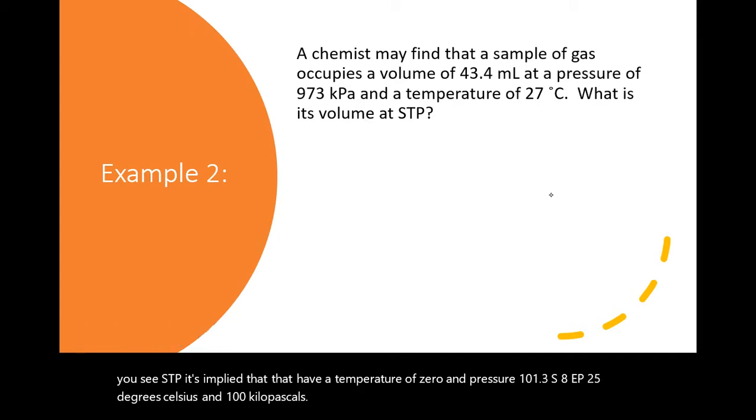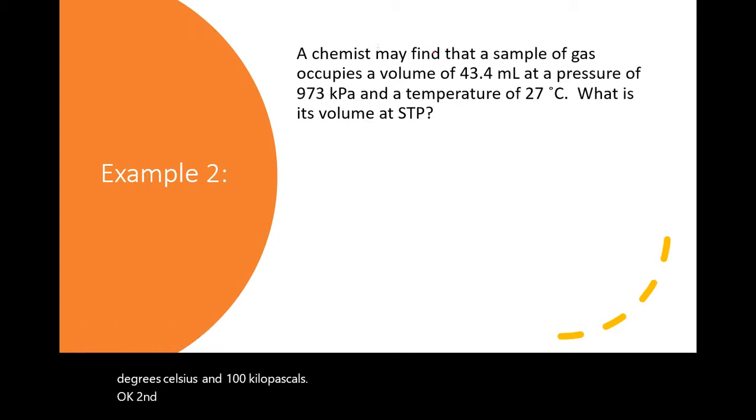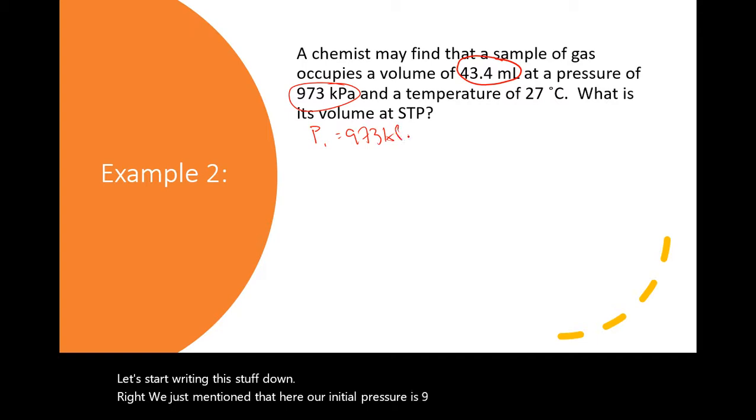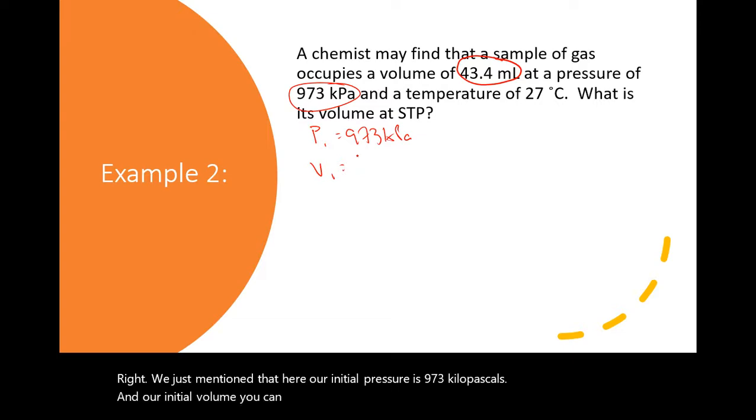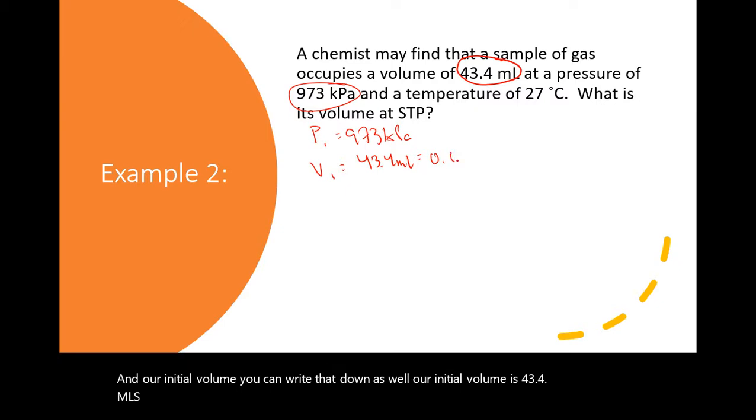Okay, second example. So here, a chemist may find that a sample of gas occupies a volume of 43.4 milliliters, right, at a pressure of 973 kilopascals. Okay, so let's start writing this stuff down. Our P1, right, we just mentioned that here. Our initial pressure is 973 kilopascals. And our initial volume, we can write that down as well. Our initial volume is 43.4 milliliters. We might as well now convert that to liters.